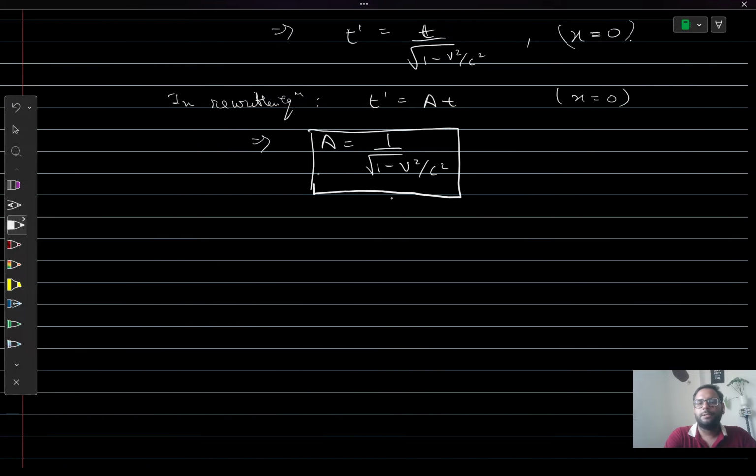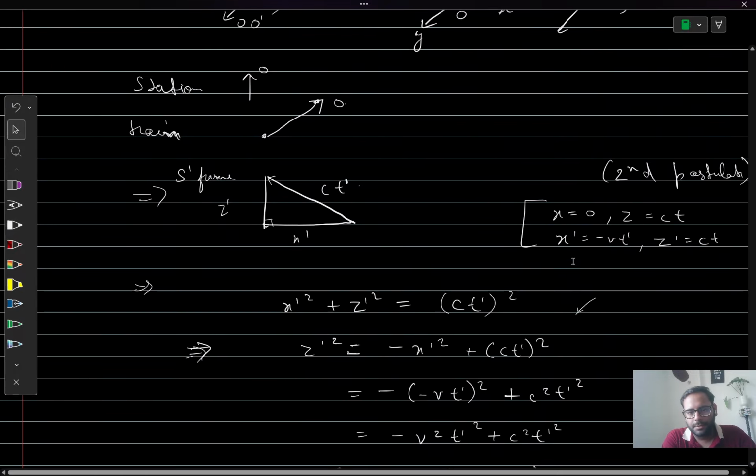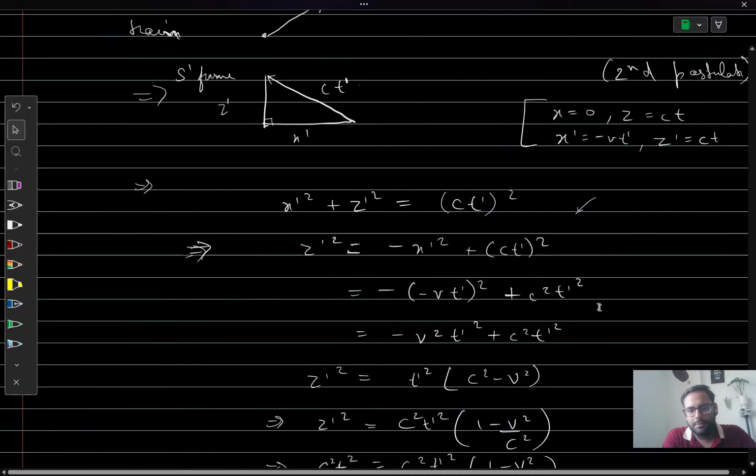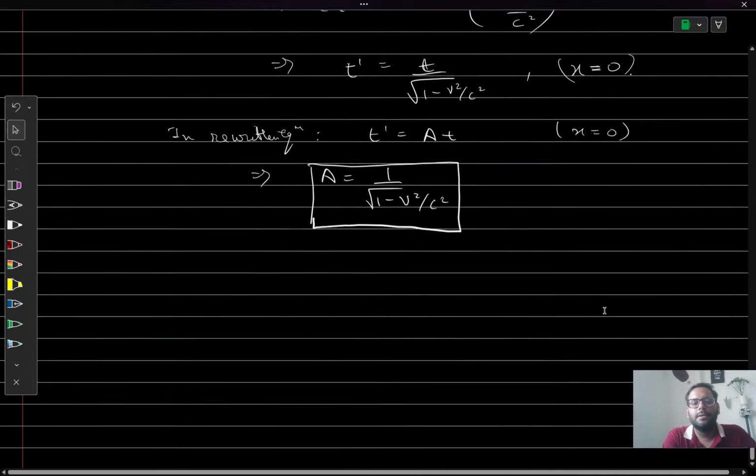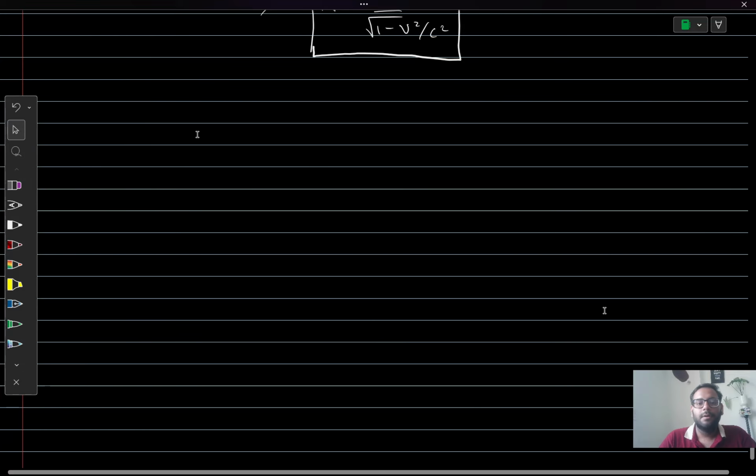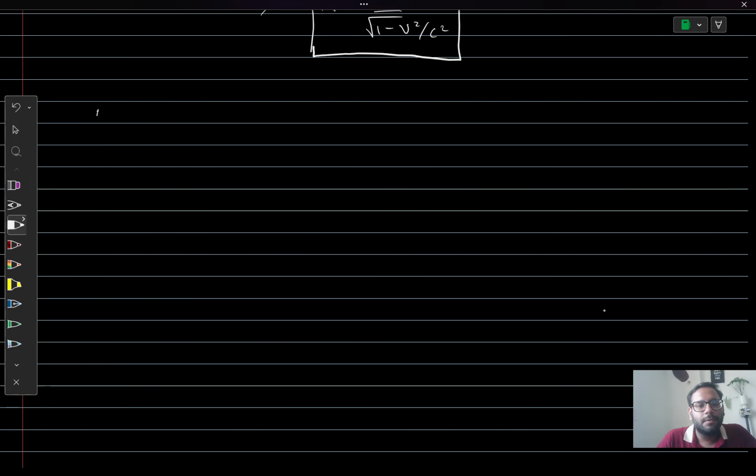Okay, so my reasoning was correct, but there was some issue. I will get back to it in the next class. But for now, we have knocked down all the coefficients and we have found the transformation equations.